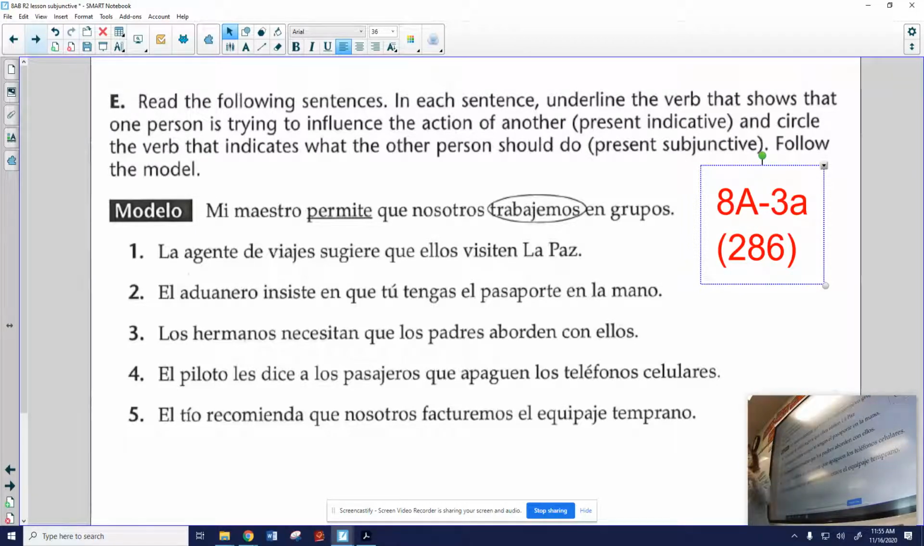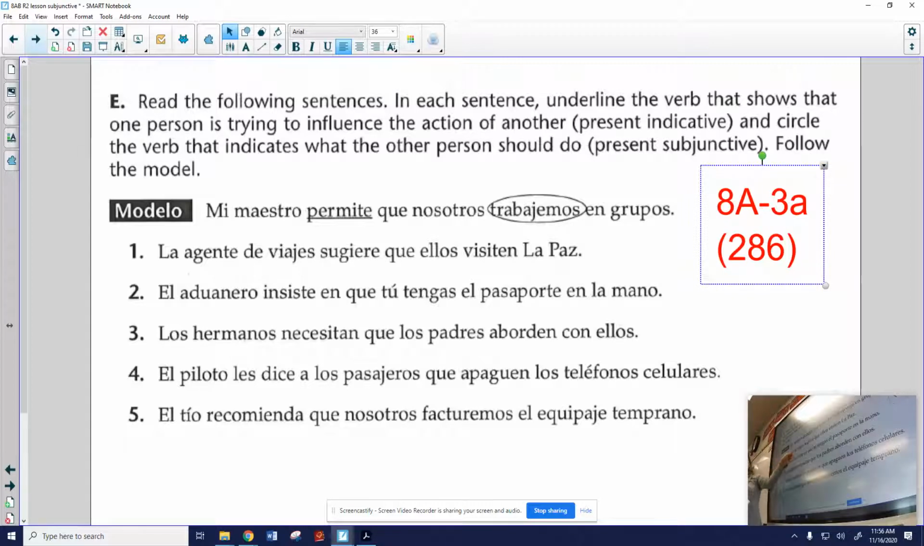Las instrucciones dicen, Parte A, read the following sentences. In each sentence, underline the verb that shows the one person is trying to influence the action of another, the present indicative, and circle the verb that indicates what the other person should do, the present subjunctive. Follow the model. And the model is, my teacher permits that we work in groups. So permits is the word that shows the teacher is influencing the actions of another. Trabajemos is what the other person should do, what we should do.